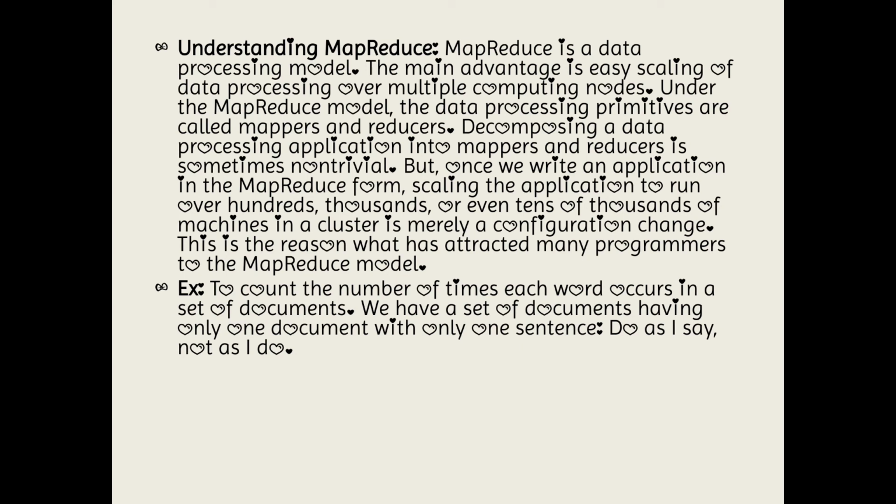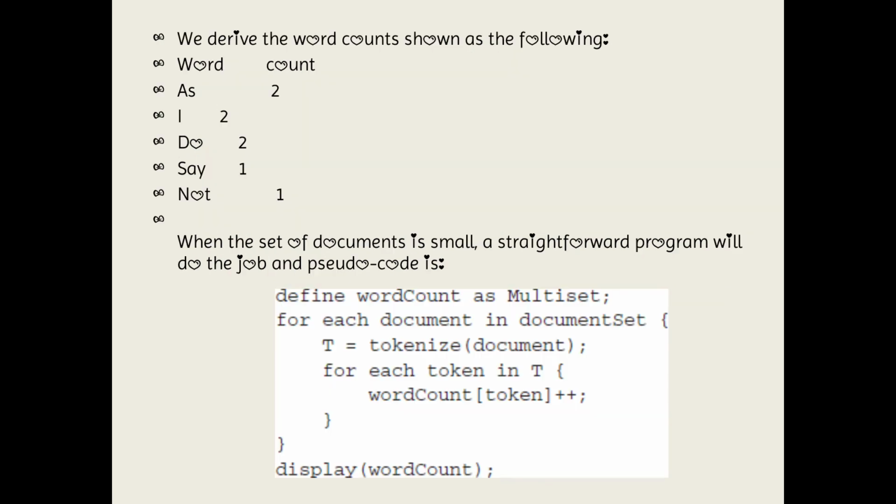See here, example is given. To count the number of times each word occurs in a set of documents. Example, do as I say, not as I do. See, this is a word. Do as I say, not as I do. So in that we want to count. This is also known as word count. See here, word count means in that sentence as occurs 2 times. So do occurs 2 times, I 2 times, not only 1 time, say also only 1 time. So this is word count.